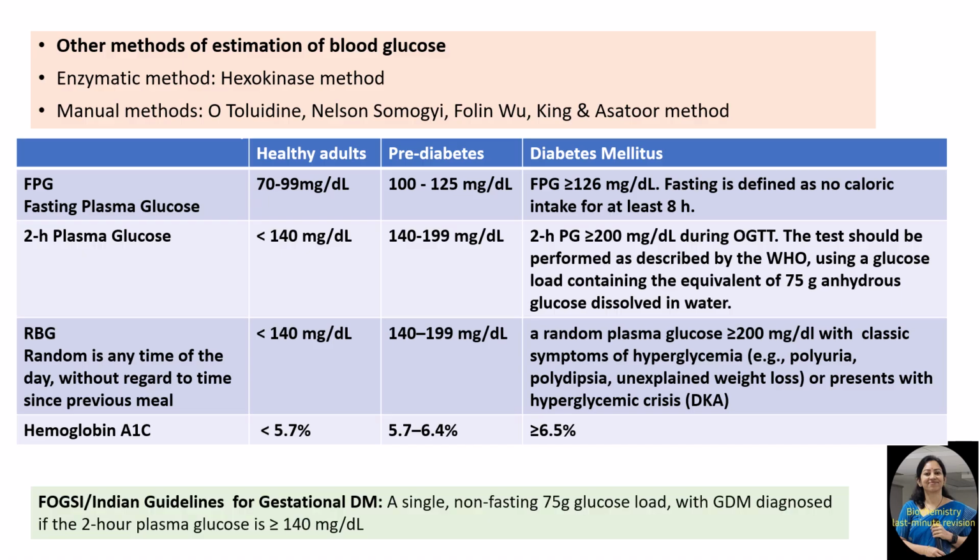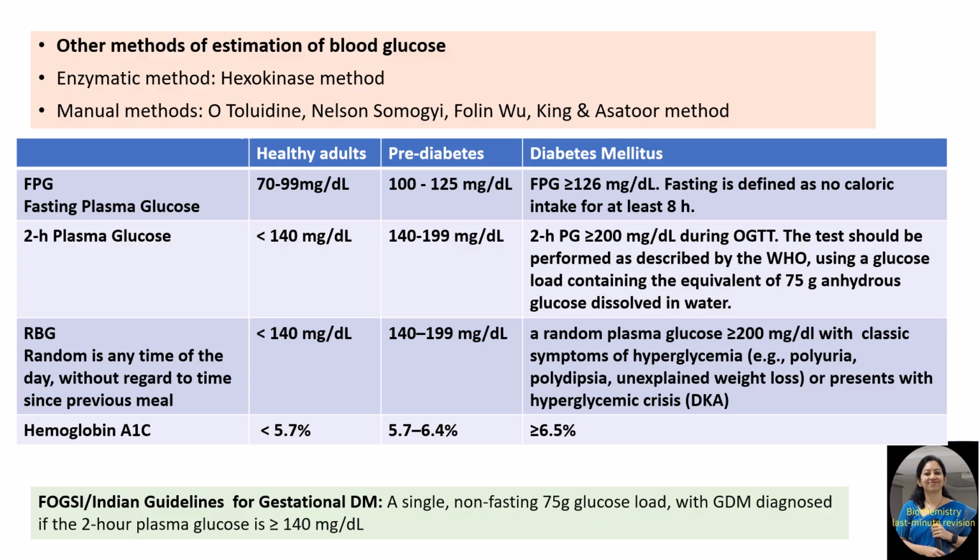Now, there is one more terminology called gestational diabetes mellitus, and what values are used for diagnosing it. Gestational diabetes mellitus is the onset or observation of hyperglycemia seen in a pregnant lady between 24 to 28 weeks of gestation. So I am just presenting the Indian guidelines for diagnosing gestational diabetes mellitus.